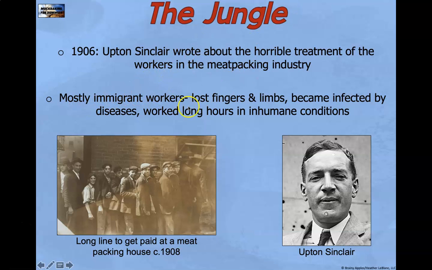Mostly the immigrant workers who worked in these factories would end up losing fingers and limbs. They became infected by diseases. They worked long hours in inhumane conditions. And I'm just going to be honest, these fingers and limbs sometimes would actually end up in the meat. Okay? So this is the long line to get paid at a meatpacking house in 1908.